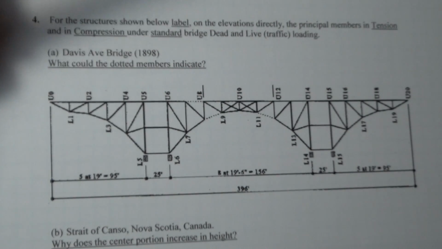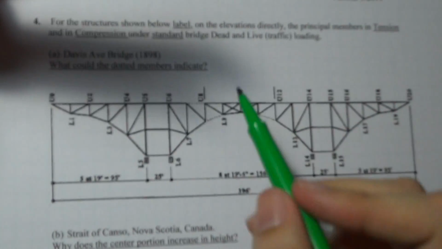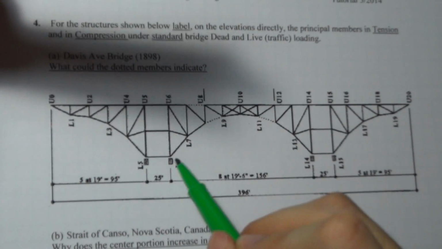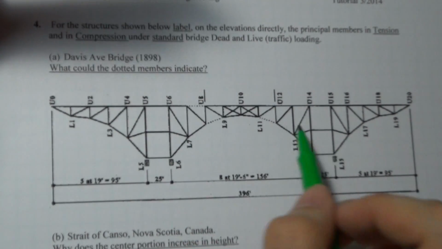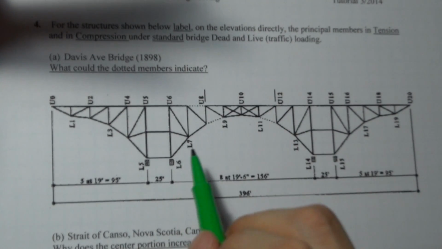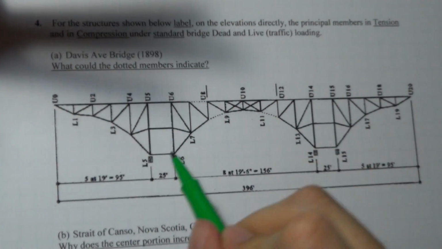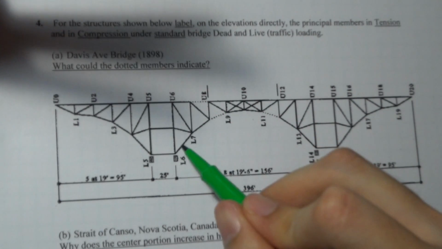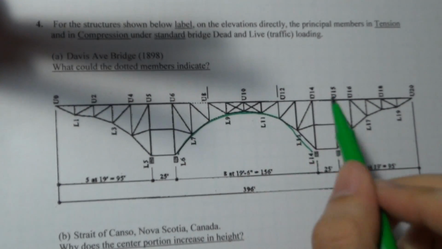When he's asking to draw the tension and compression members, you only have to draw the obvious ones. So, for example, if you see an arch, in my mind, the arch would be the obvious one. This is going to be obviously compression, just because an arch is almost always in pure compression. So in this case, I would have an arch, something like this.